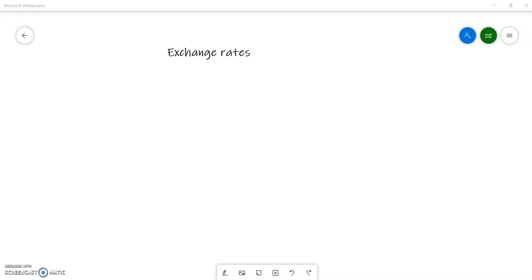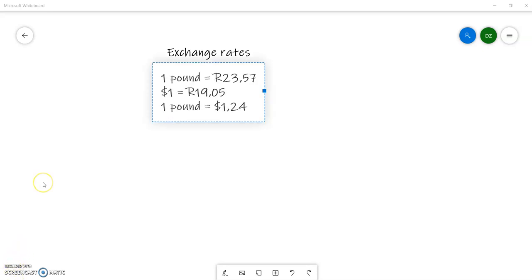When we do an exchange rate question, I always have to give you the exchange rate. I'm never going to expect you to know the exchange rates because they literally change every day. So currently, I'm going to look it up quickly. I just looked up the current exchange rates this afternoon, and I find that one British sterling pound equals 23 Rand and 57 cents. One US dollar equals 19 Rand and 5 cents.